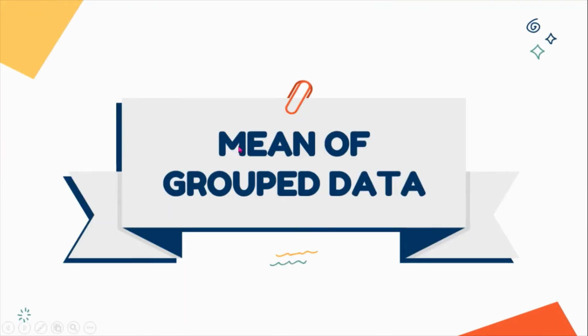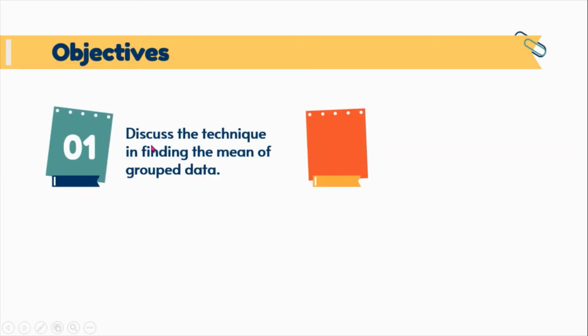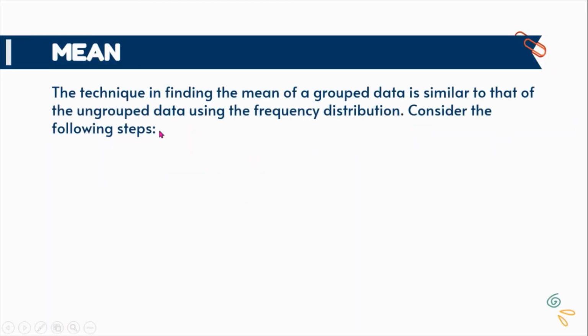So now let's discuss the mean of group data. So for our objectives, number 1, discuss the technique in finding the mean of group data, and number 2, determine the mean of group data. So the technique in finding the mean of group data is similar to that of the ungrouped data using the frequency distribution. So consider the following steps.